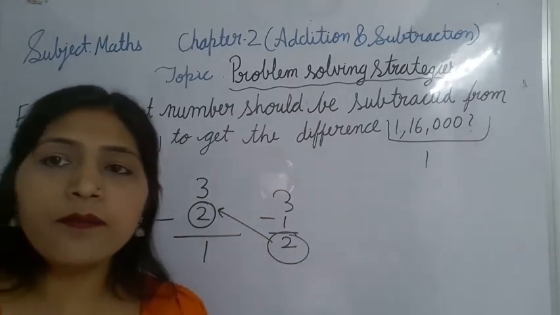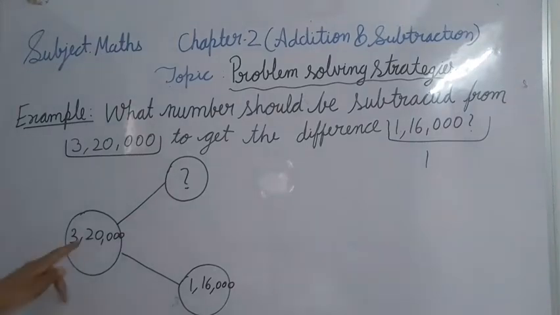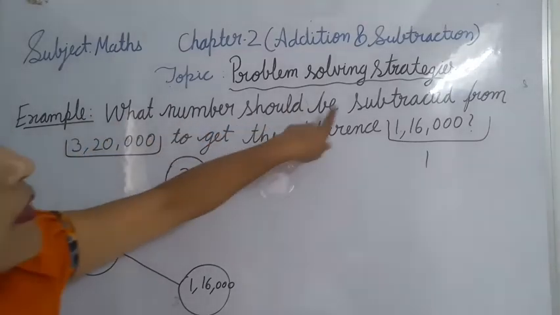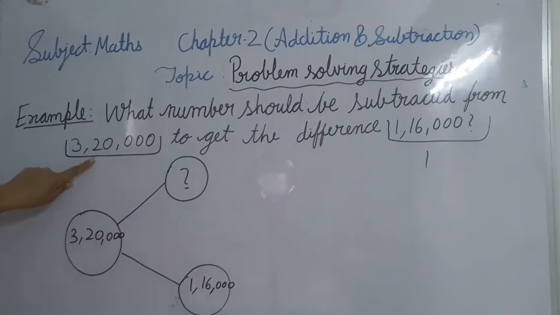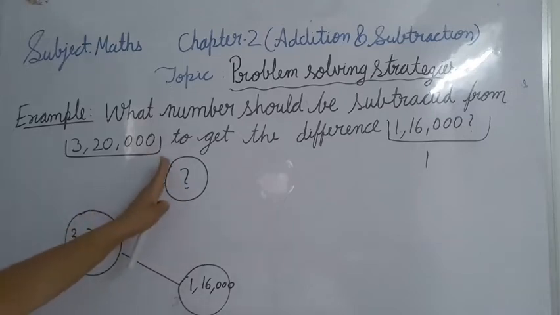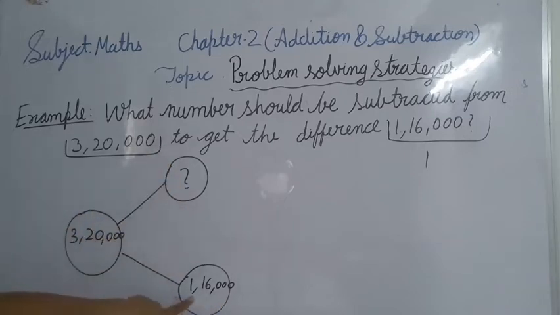What you have to do here? The second method, you can use the number bond also. See, this is the whole and these are two parts. And now just read it again. What number should be subtracted from this? Subtracted from this means this is a whole number and we have to take out some number to get the answer, to get the difference. So this is a whole number. Yes, and we have to subtract something from here. It means we need to remove something from this number, so that we get the difference of 1,16,000. So now easily you can find this one.